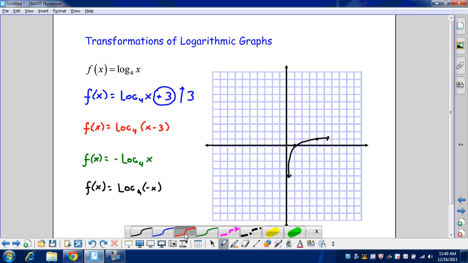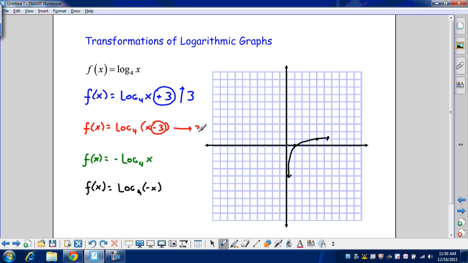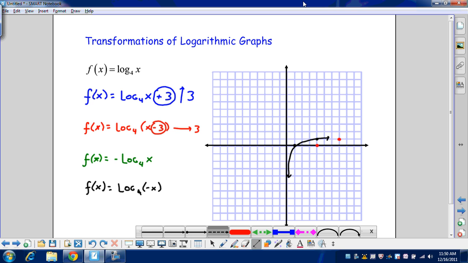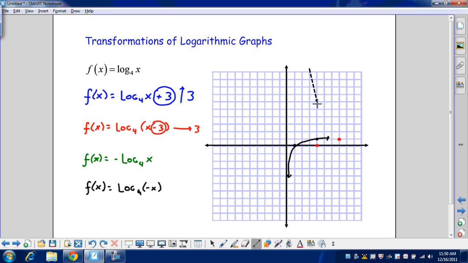Now let's talk about the red one. The difference between the blue and the red is that the transformation, in other words the minus 3 here, is inside parentheses. When I'm inside parentheses, that's going to move me either left or right. And it's always going to be the opposite of what the sign is. So since this is x minus 3, that's going to move me to the right 3. If it had been plus 3, I would go to the left. So you always have to think opposite direction of what that sign is. So I'm going to take my points and move them to the right 3.